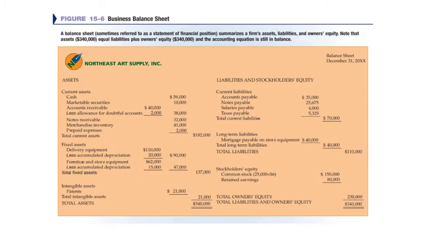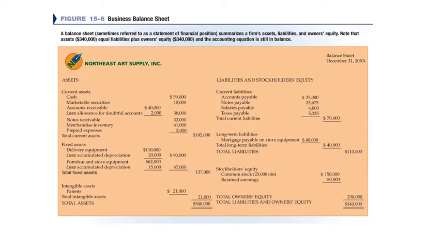Intangible assets do not exist physically, but have a value based on rights or privileges they confer on a firm. Intangible assets include patents, copyrights, trademarks, franchises, and goodwill. Intangible assets are long-term assets. They are of value to the firm for a number of years. For Northeast Art, intangible assets total $21,000. As calculated in Figure 15.6, total assets are $340,000.